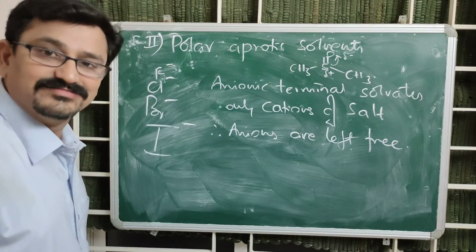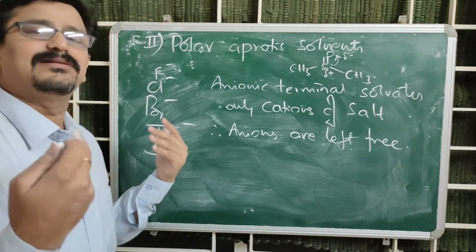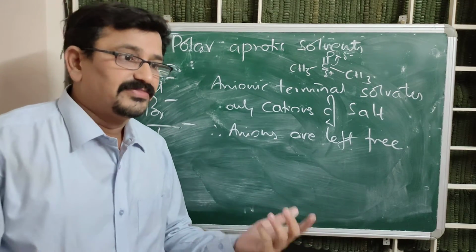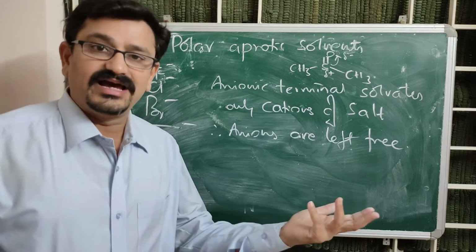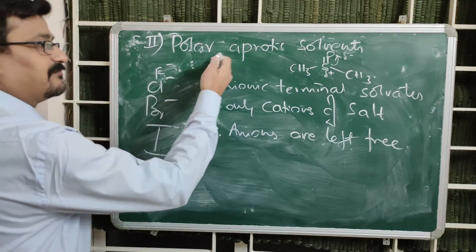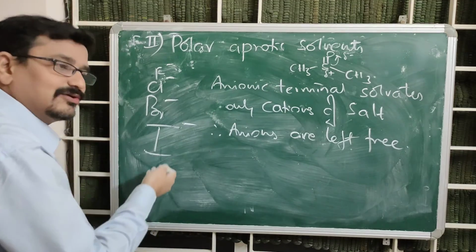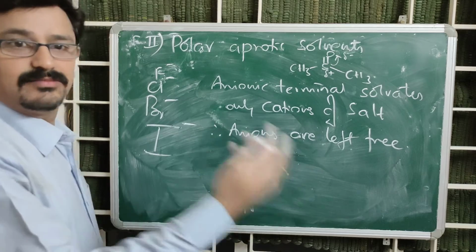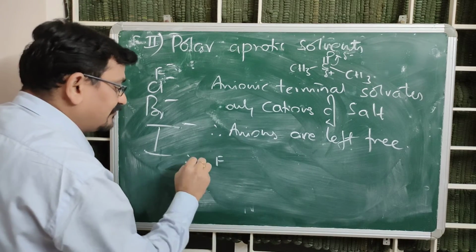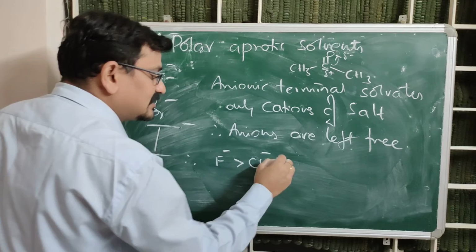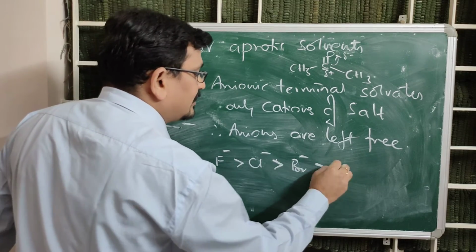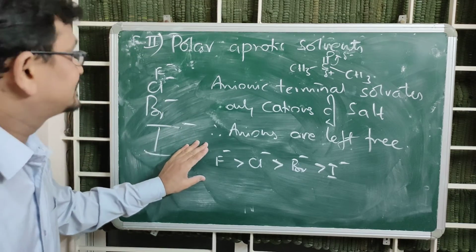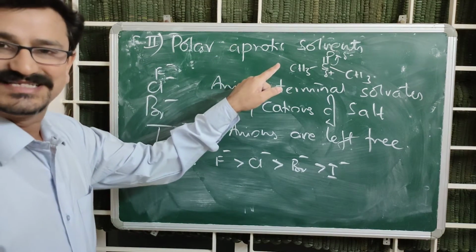As anions are left free, which can move faster? That itself is said to be more nucleophilic. The one which is smaller in size is more mobile. So now, in the presence of a polar aprotic solvent, as anions are left free, the smaller ion will be quicker in mobility and more nucleophilic. Therefore, fluoride is more nucleophilic than chloride, than bromide, than iodide. This is how nucleophilicity varies in the presence of polar aprotic solvents.